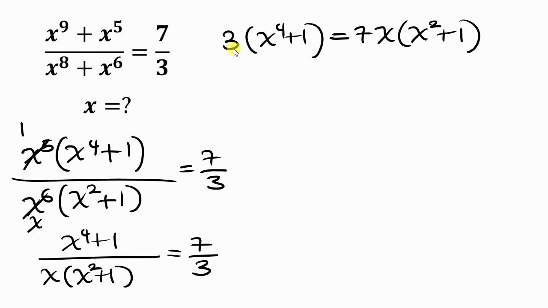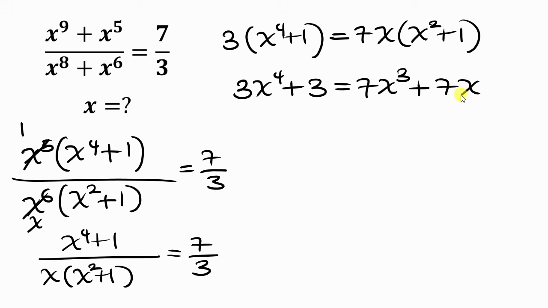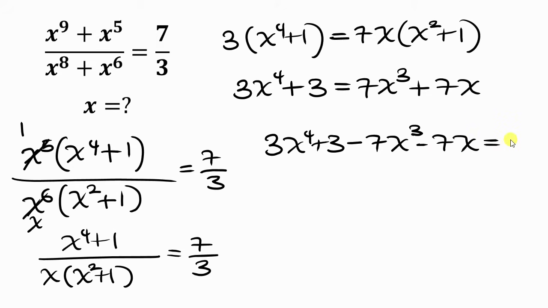Now let's open up the bracket by using this 3 to multiply everything inside of the bracket. So 3 times x^4 is 3x^4 plus 3 times 1 is 3. This is equal to 7x times x squared is 7x^3 plus 7x times 1 is 7x. Now we have to move everything on the right to the left hand side. So we have 3x^4 + 3. And as this crosses, it becomes minus 7x^3. This crosses, it becomes minus 7x, and this is equal to 0.